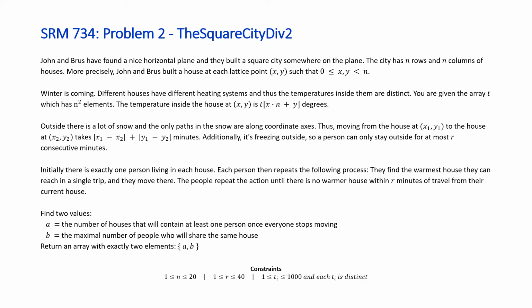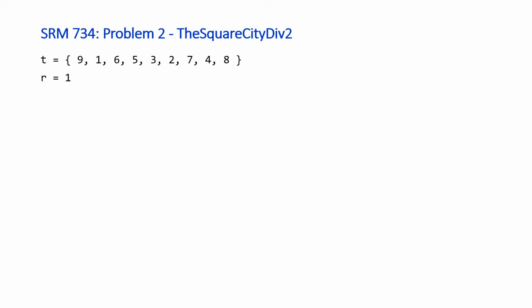Note the constraints in this problem: n will be between 1 and 20, r will be between 1 and 40, and the values of the temperatures for each house will be between 1 and 1000, and as stated in the problem, each of these values is going to be distinct. So let's take a look at one of the examples that TopCoder gave us and see what this problem is asking. Here is the input for one of the examples.